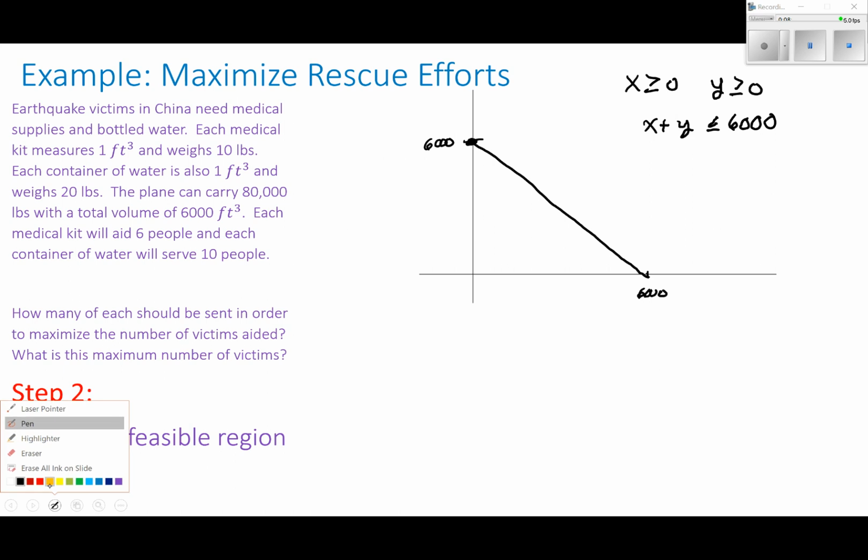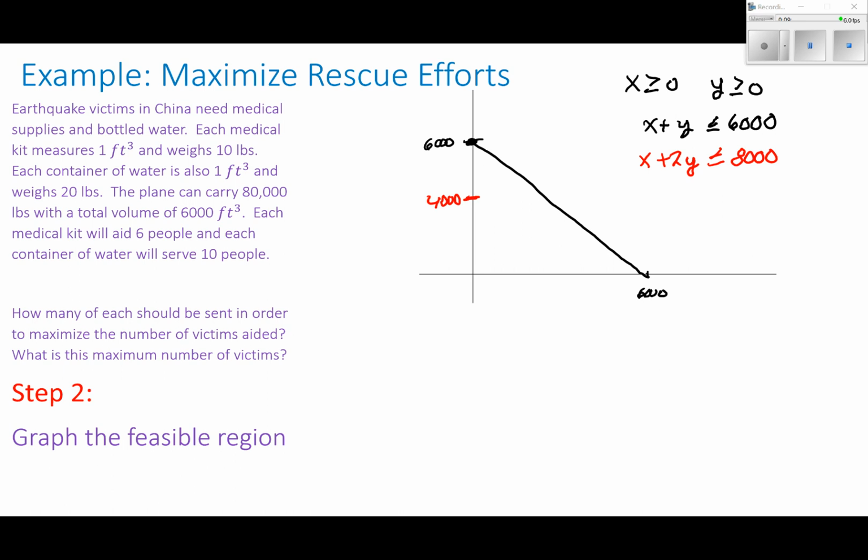If I wanted to graph the other function, which we said was x plus 2y is less than or equal to 8,000, again, I can graph this in standard form. If I set x as 0, then 2y equals 8,000. 8,000 divided by 2 gives me 4,000. And so my y value when x is 0 is going to be here at 4,000. And then if y is 0, x is going to be here at 8,000. This was my inequality. And so I'm going to have just a solid line here. X greater than 0, y greater than 0.